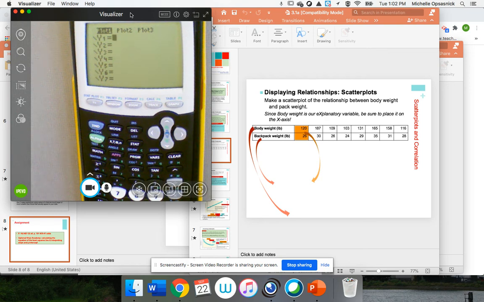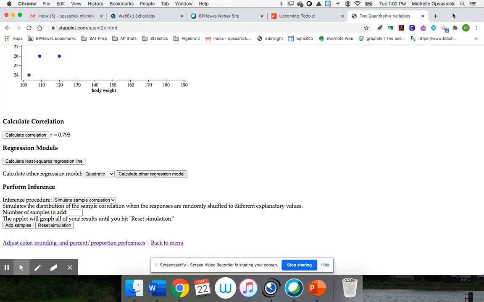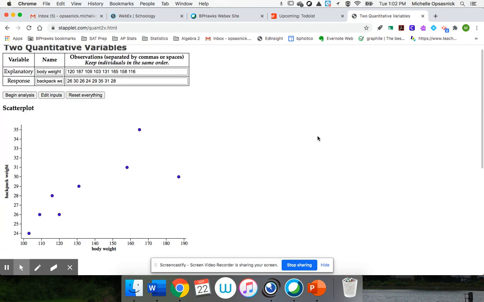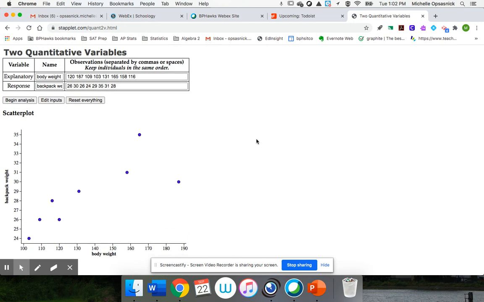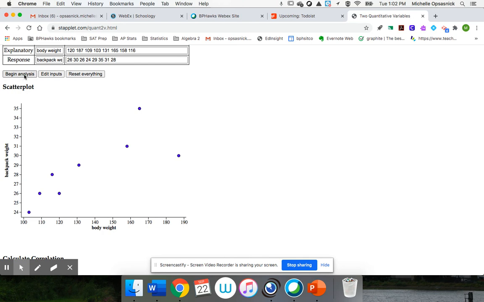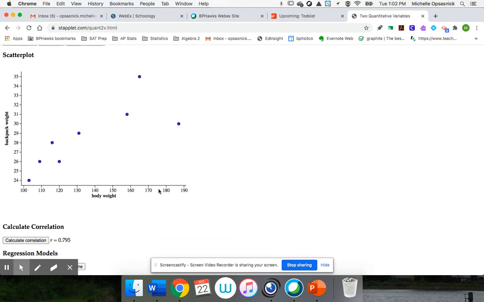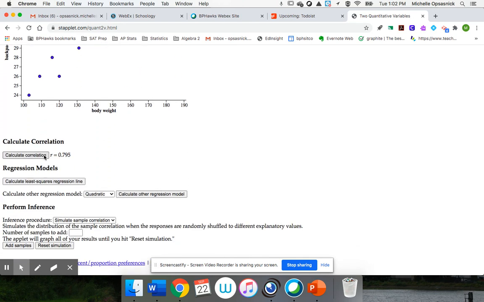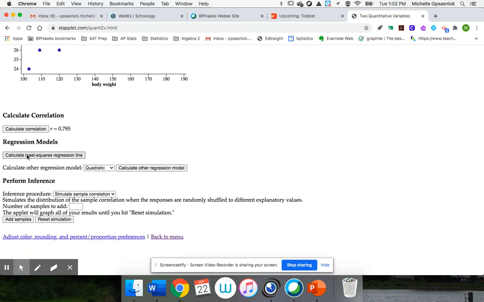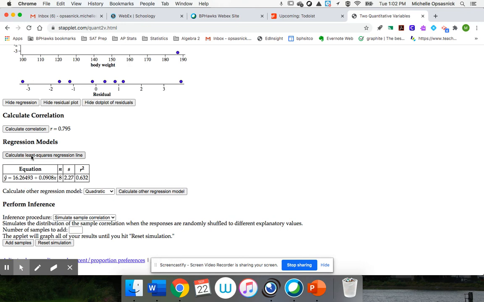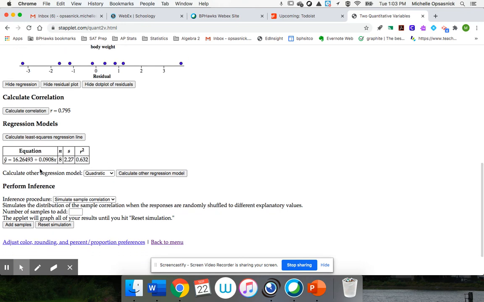All right, so if you don't have a calculator, you can go to Statlet. And again, this is just where we were the other day. So under 2 quantitative variables, I've got my body weights, I've got my backpack weights. I can hit begin analysis. It shows me the scatter plot. I can hit calculate correlation to get that value. Right below that, I can say calculate least squares regression line, and then it gives me the equation.